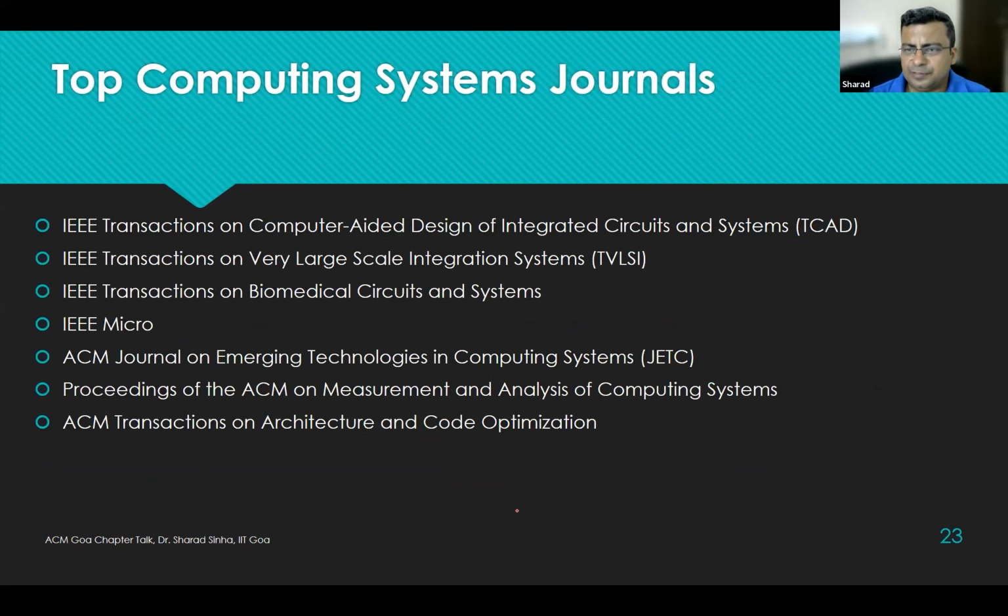Similarly, we have top computing systems journals. I have listed here a few from IEEE and ACM. These are generally the places where people publish. Of course, there are also systems journals from Elsevier and Springer. For example, Journal of Systems Architecture, they are also there. But I'm showing here only some from the IEEE and ACM organizations.